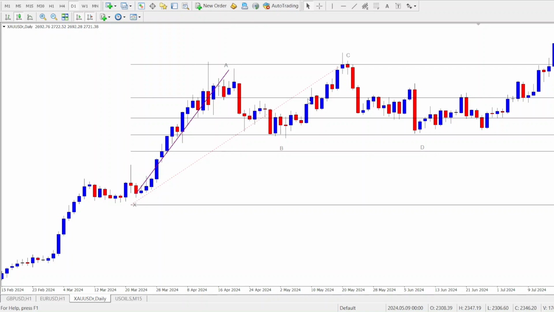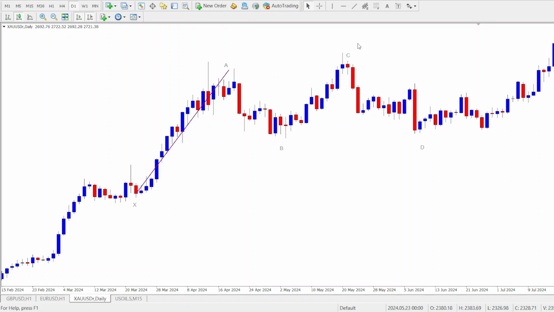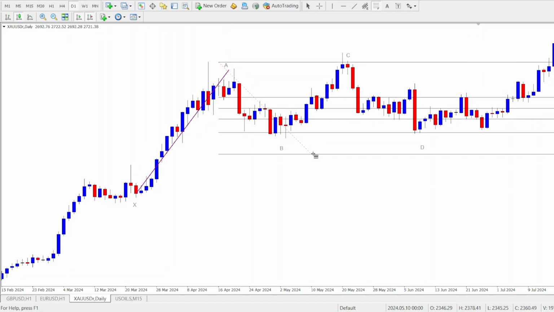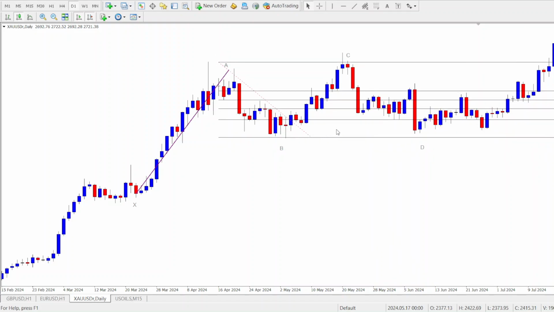And then the leg from B to C is typically 38.2 to 88.6% of AB. That forms the point C in the bat pattern.